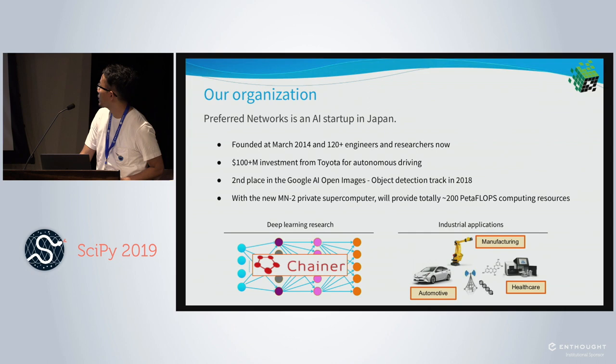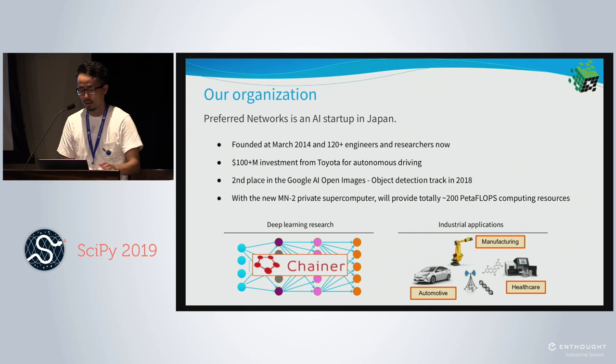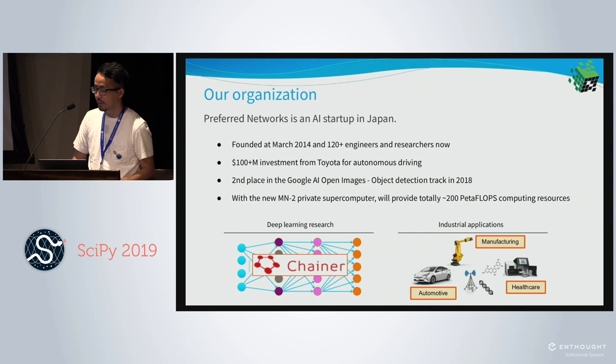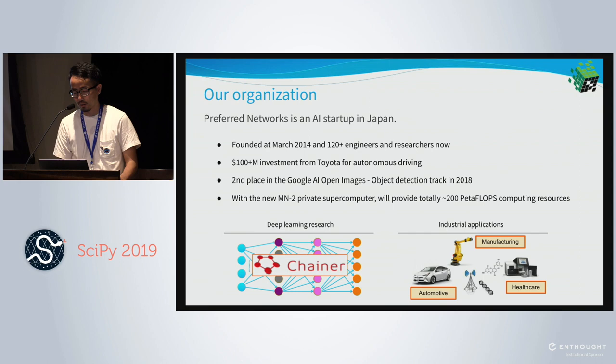Then first, please let me introduce our organization briefly. Our organization, Preferred Networks, is a mega startup in Japan. It was founded in March 2014 and now has more than 120 engineers and researchers. It has more than $100 million investment from Toyota Motors for autonomous driving, and it got second place in the Google AI Open Images object detection track last year. Additionally, with the new MN-2 private supercomputer, it will provide totally around 200 petaflops computing resources. And our business domains are deep learning research and its industrial applications such as manufacturing, automotive, and healthcare.